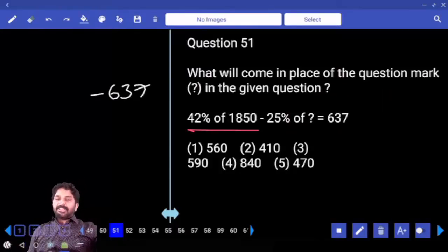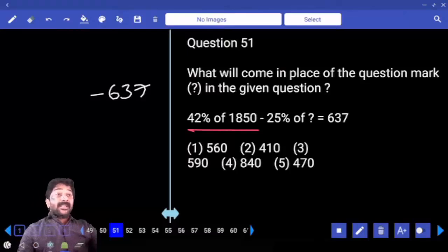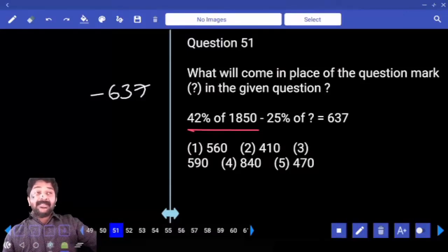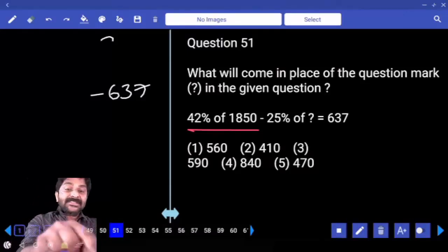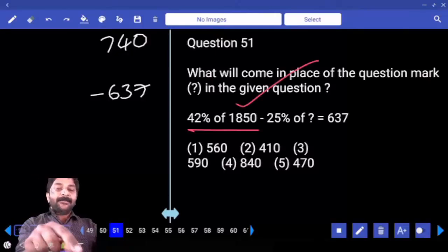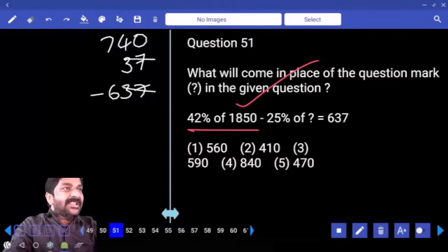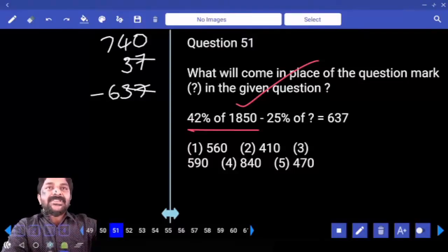42% of this fellow. 40% plus 2%. Is that okay? 40%. 10% double double. What is 10%? Double. 370 double. 740. This is 40%. Still we have to add 2%. What is 1%? 18 and a half. 2%. So first two numbers are positive. And then from that we have to subtract 637. Correct? Plus 37 minus 37 cancel. From 740 if you subtract 600, that is 140 only.